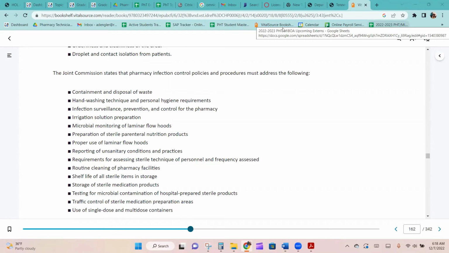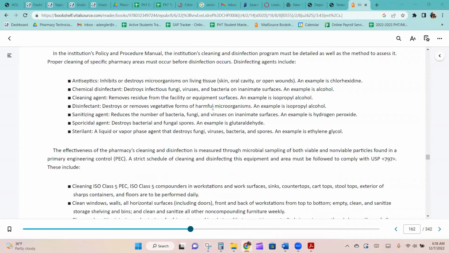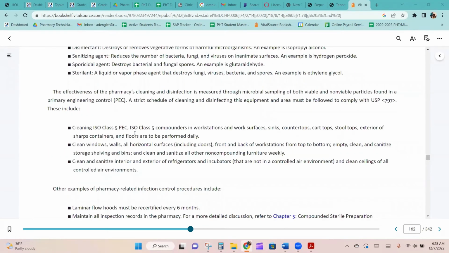The Joint Commission states that the pharmacy infection control policies and procedures address the following: containment and disposal of waste, hand washing technique, microbial monitoring of laminar flow hoods, among many other things here. And then you're going to have a policy and procedure manual about the cleaning and disinfection program. The effectiveness of the pharmacy's cleaning and disinfection is measured through microbial sampling of both viable and non-viable particles found in a primary engineering control.